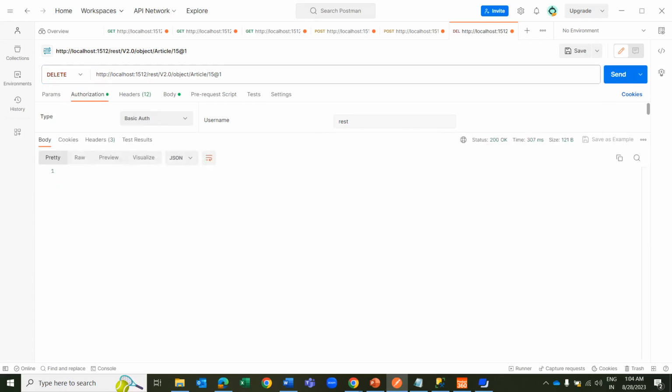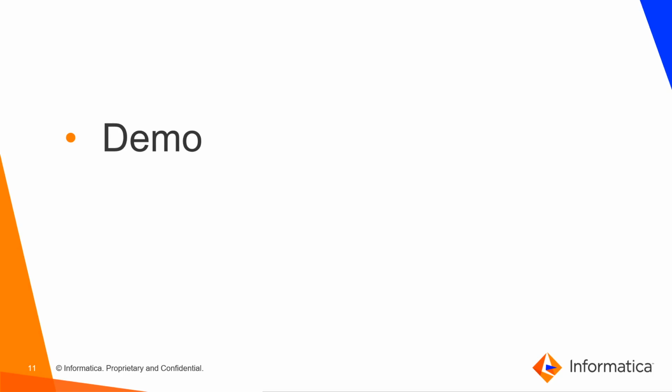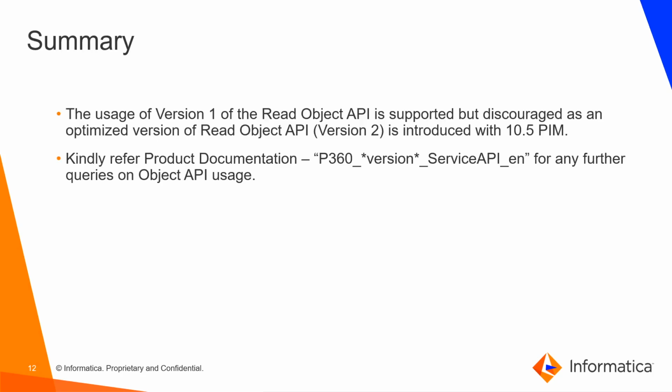It has given a response of 200 OK, which means the entity item has been deleted successfully. If it's 404 not found, then the entity item has not been found. 403 forbidden if the user does not have the delete permission, and 500 if the server returned an unexpected server error. Now let's fire the same get call. You can see the object is not found. That means the item has been deleted. So that's all from the demo part. For further examples of object API, product documentation can be referred.